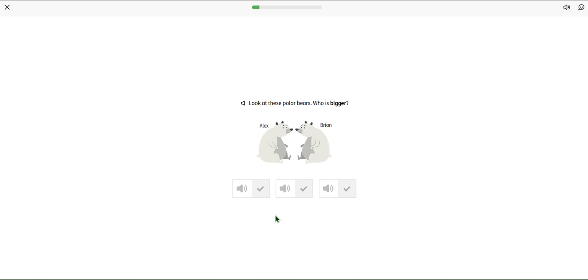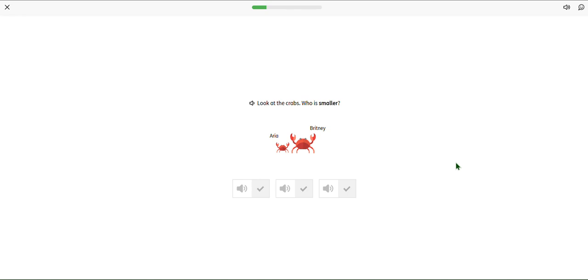Look at these polar bears. Who is bigger? Who is bigger, Alex or Brian? Alex is bigger than Brian. Brian is bigger than Alex. Alex and Brian are the same size. To me, they look like they are the same size.